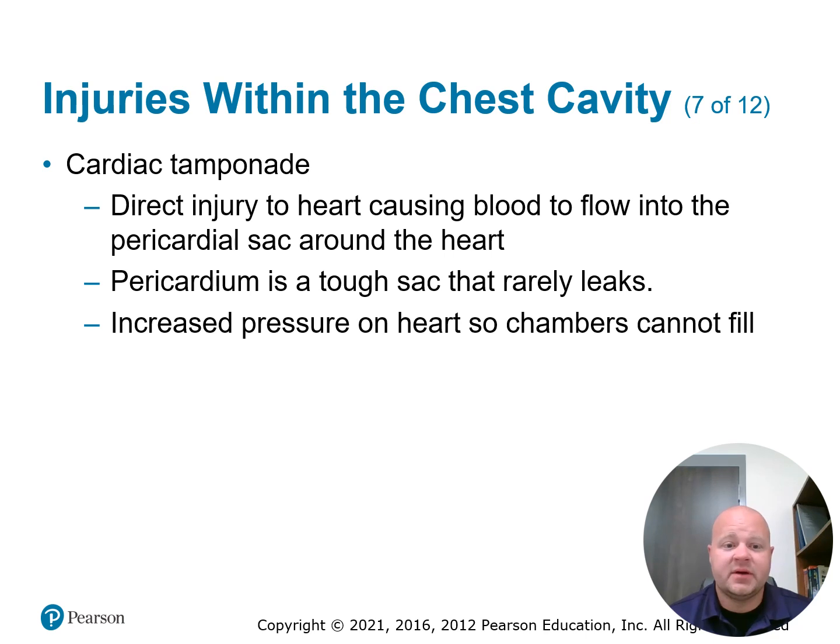Cardiac tamponade can be direct injury to the heart that causes blood flow into the pericardial sac around the heart. That pericardium is a very tough, fibrous sac that doesn't really leak unless it itself is injured, but it isn't easily injured. So that causes increased pressure on the heart. So the chambers can't fill. You're going to have a really pretty sudden decrease in blood pressure.